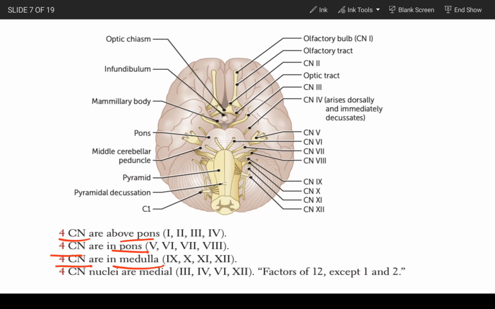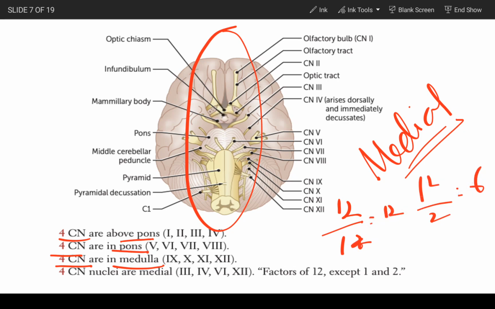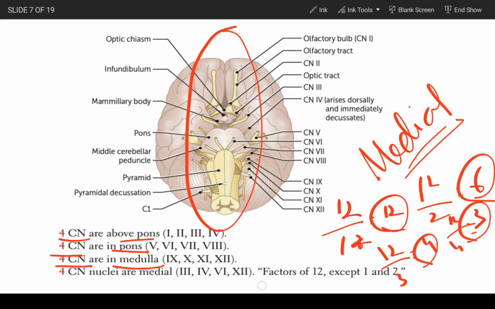The next thing that we have to remember is the medial ones. So the medial cranial nerves are what reside medially as compared to the other cranial nerves. All right, so those you can just divide with 12. Okay, 12 by 1 is 12, 12 by 2 is 6, 12 by 3 is 4, 12 by 4 is 3. So just remember these: 12, 6, 4 and 3. So the factors of 12 except 1 and 2 are medial cranial nerves.